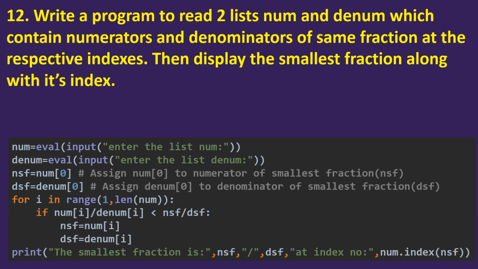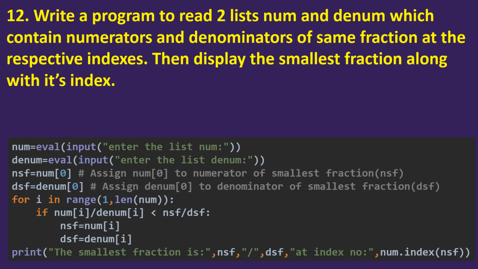Okay, now we will take a loop for i in range 1 to length of num, or numerator, because both are having the same length, so you can take the length of either of the lists. So i will range from 1 till the length. If numerator at position i divided by denum at i is less than nsf divided by dsf. That means i will have values from 1 to like this.